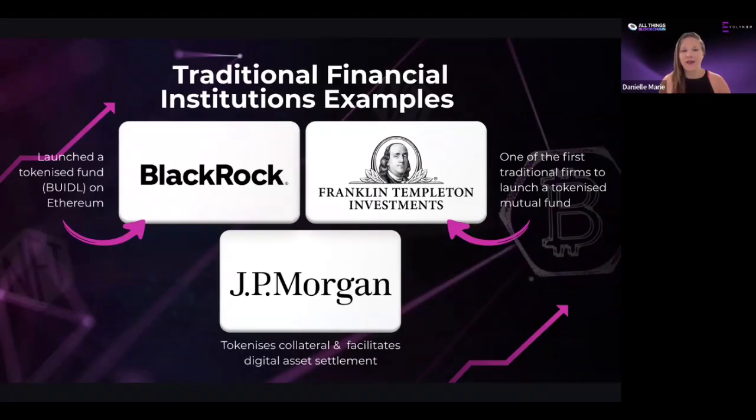There are some very big name traditional financial institutions that you may have heard of, such as BlackRock, JP Morgan, Franklin Templeton. They've all been dabbling and playing in this space. BlackRock launched a tokenized fund on Ethereum. JP Morgan tokenizes collaterals and facilitates digital asset settlement. So a lot of these big traditional financial players are now getting involved with using the technology and using the blockchain rails. We'll refer to that term as on chain as well.